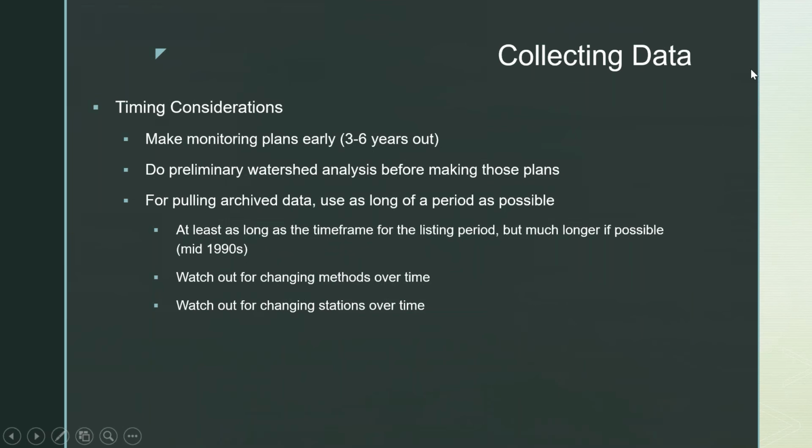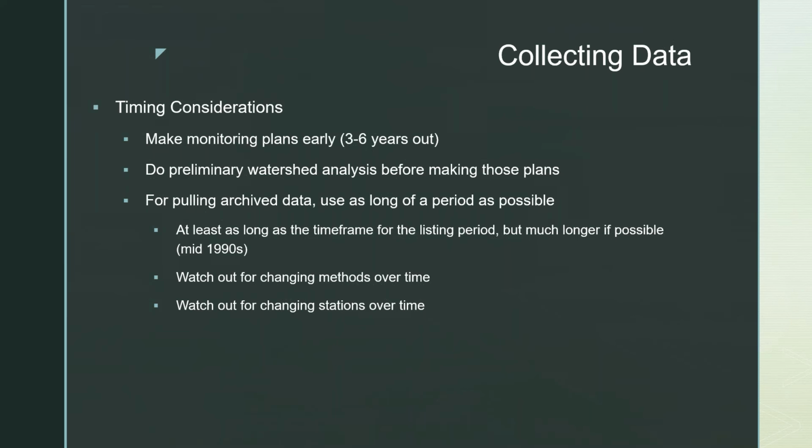All right, timing considerations. I mentioned it before, but do these things early. Okay, the earlier, the better. Make monitoring plans maybe 3 to 6 years out. Do those preliminary watershed analyses before making those plans. Pull some archive data, look at it.